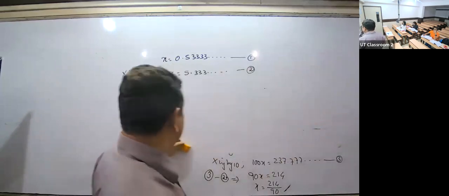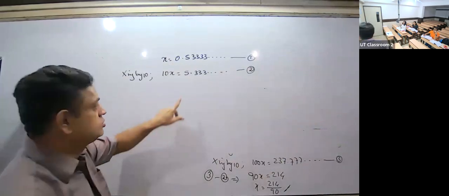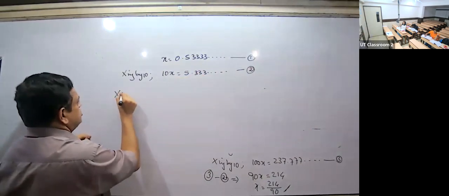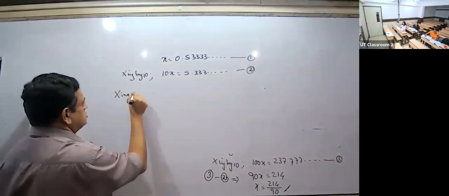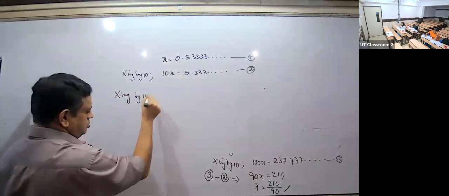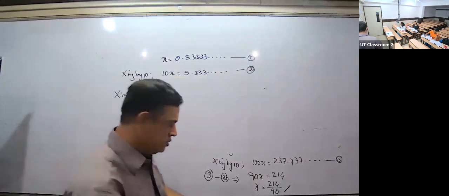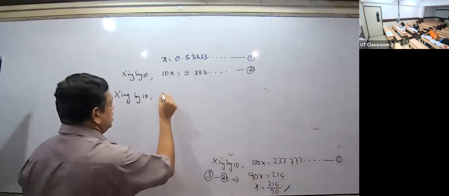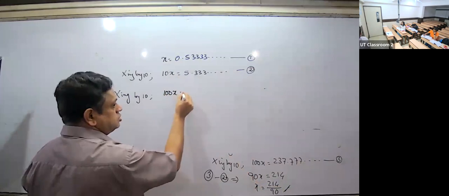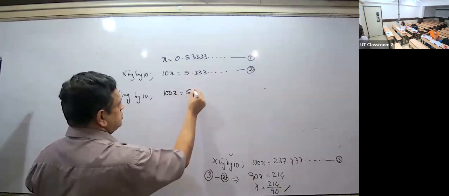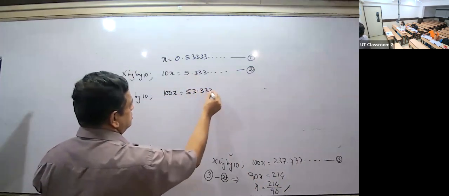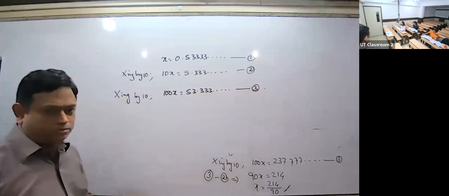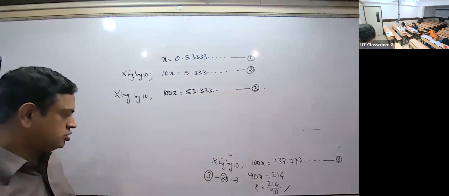Now what is to be done? Now we have to multiply again by 10 because the repetition is one digit. So when you multiply by 10, what do you get? We will get 53.33. So 100x is equal to 53.3333, condition 3. Got this also? Yes, sir.